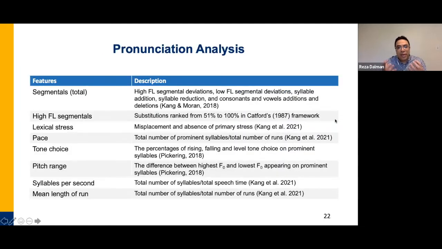In order to determine how each specific pronunciation feature improved from the pre-test to post-test, I also did some pronunciation analysis. The focus of the pronunciation analysis was on segmentals, total and high functional load segmentals, lexical stress, and pace. Pace is the number of prominent syllables divided by the number of runs. Tone choice: rising, falling, and level tone choice. Pitch range, and 2 fluency features, syllables per second and mean length of run.